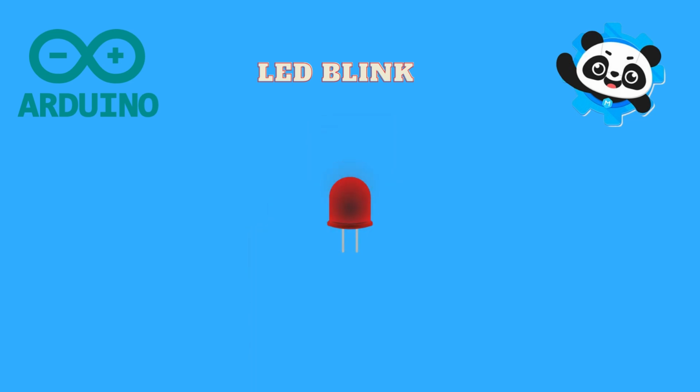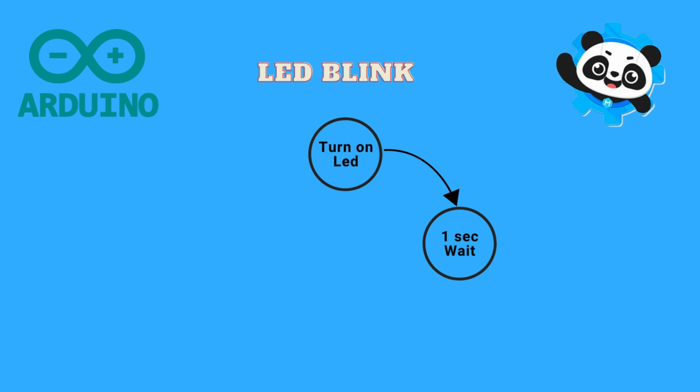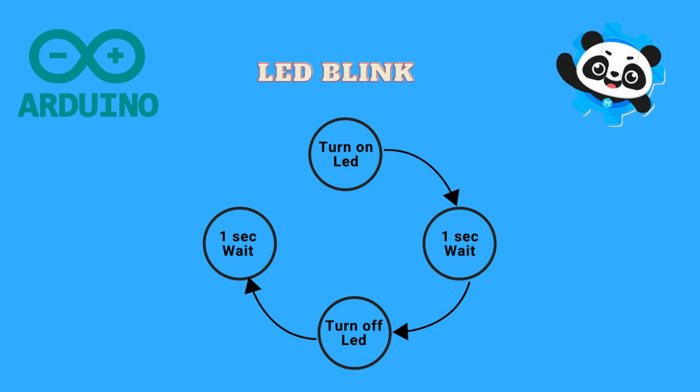We want to blink an LED by turning it on for 1 second and turning it off for 1 second. We want to do this continuously, so we need to create a loop. This loop will repeatedly execute the actions inside it. Now, let's decide what the actions inside this loop will be. Loop will be: turn on the LED. Wait for 1 second. Turn off the LED. Wait for 1 second. Go back and repeat.